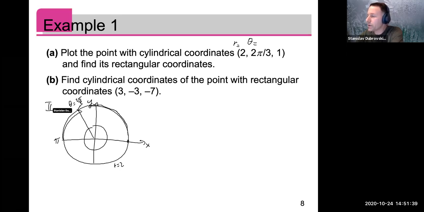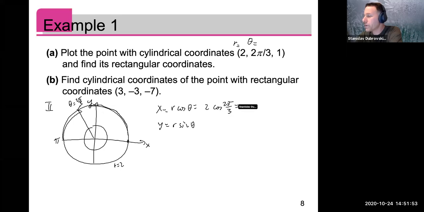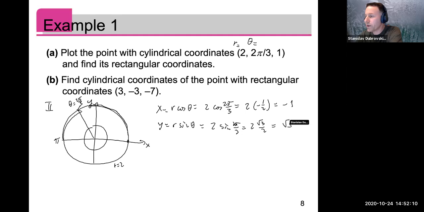Now that means that our x and y will be r cosine theta, r sine theta. So we have 2 cosine of 2 pi over 3, cosine of 120 is negative 1/2, so 2 times negative 1/2 is negative 1. Our y is 2 sine 2 pi over 3, that is root 3 over 2, and that will give us root 3. All we have to do now is to add the z coordinate. z is equal to 1, unchanged.